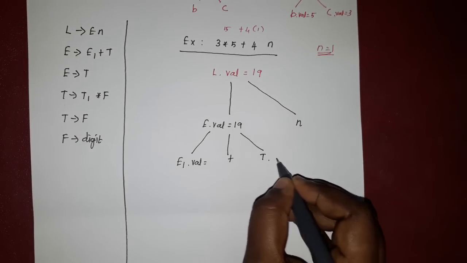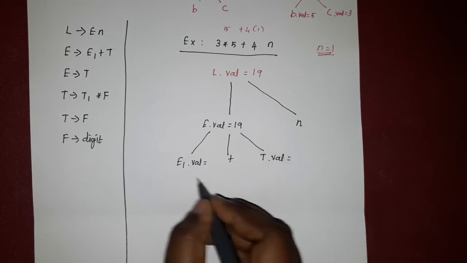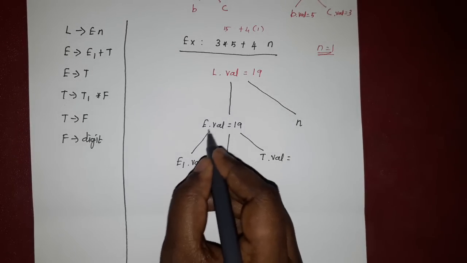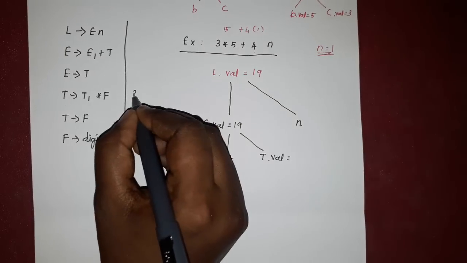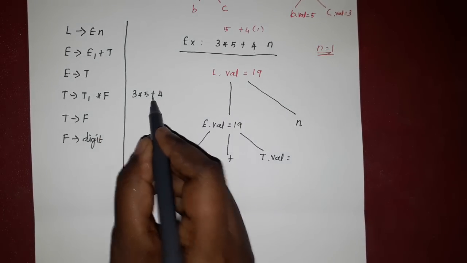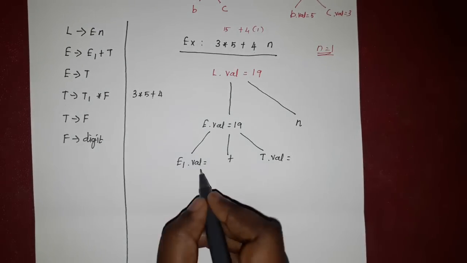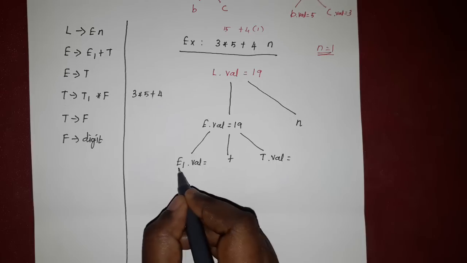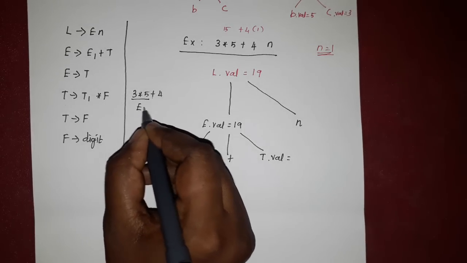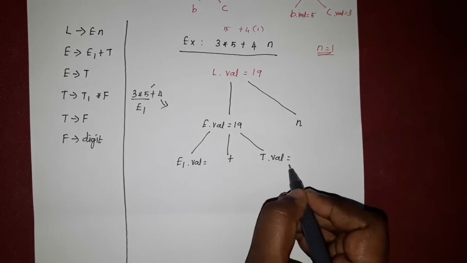This is the attribute value, so we can write T dot value. Now I am going to evaluate the attribute value. Here this expression represents 3 star 5 plus 4. So it can be split up into plus, where the left pointer of plus is 3 star 5. So this expression E1 represents 3 star 5, and this is plus, and the last 4 represents T dot value.